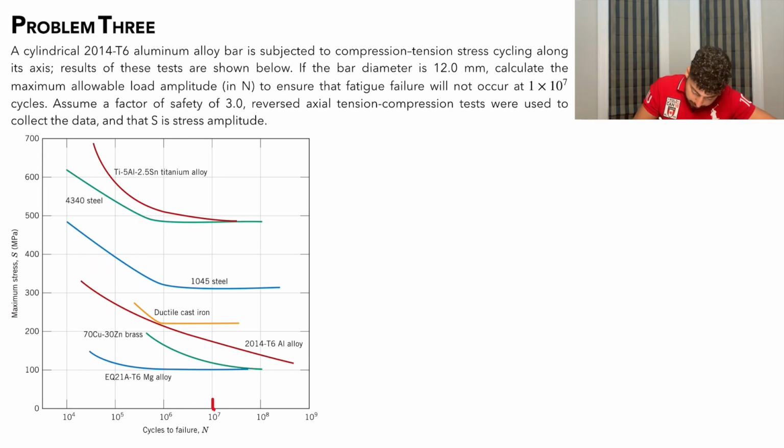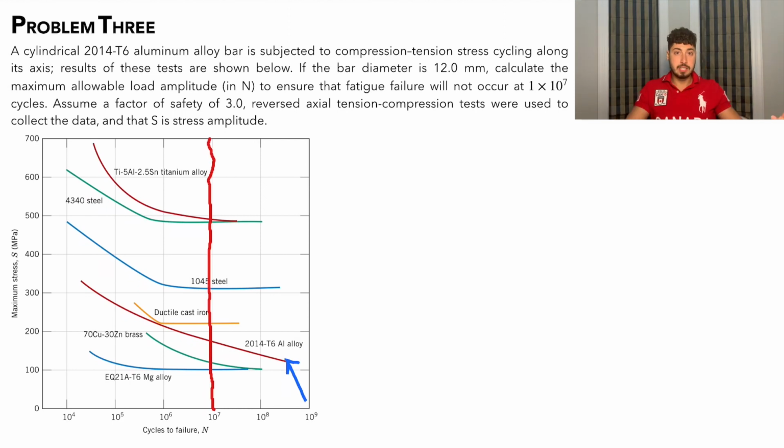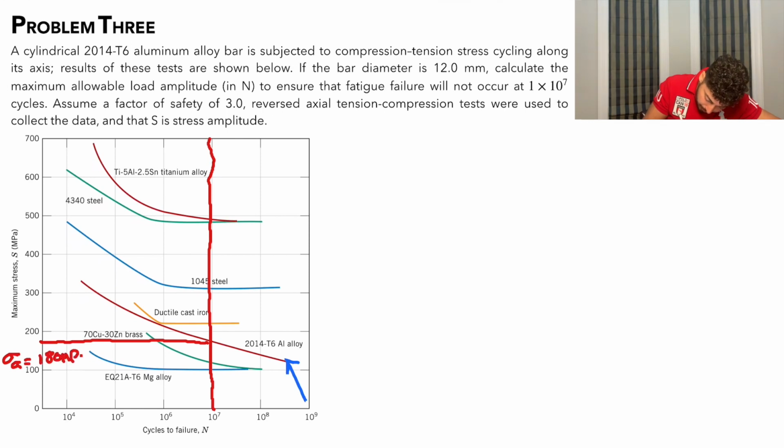Let's go 10 to the 7 and draw a line all the way up to the top. Now, you'll notice in this figure that there are multiple alloys and materials. So let's figure out which one is the 2014 T6 aluminum. So our 2014 T6 aluminum is right here. So now, with our fatigue life already specified, we can come across and determine our stress amplitude, or sigma A, is approximately equal to, I would say, 180 megapascals.